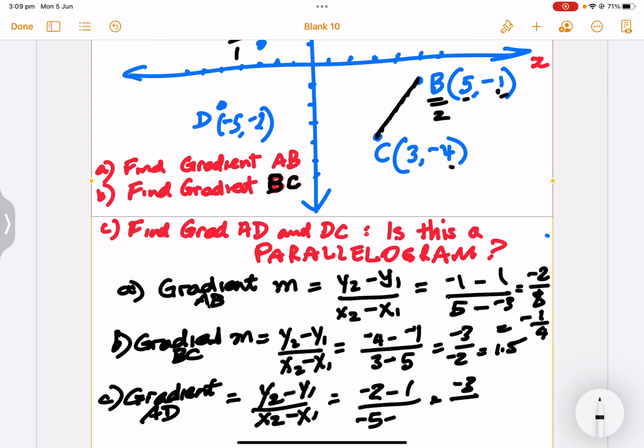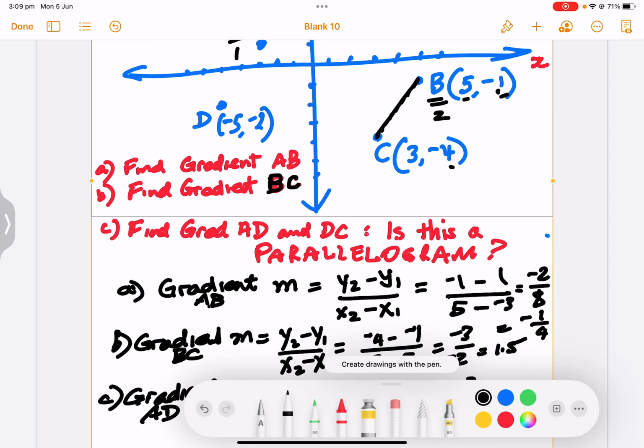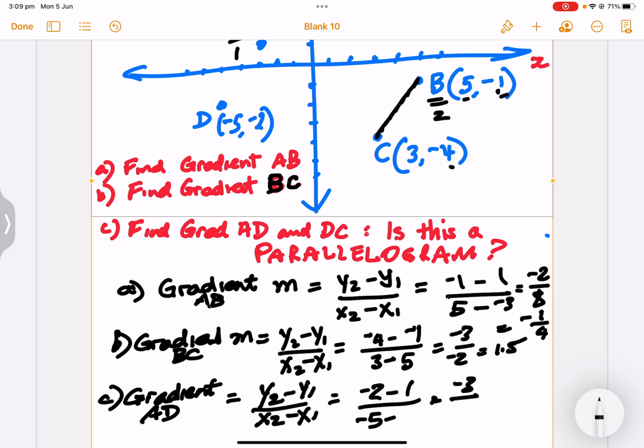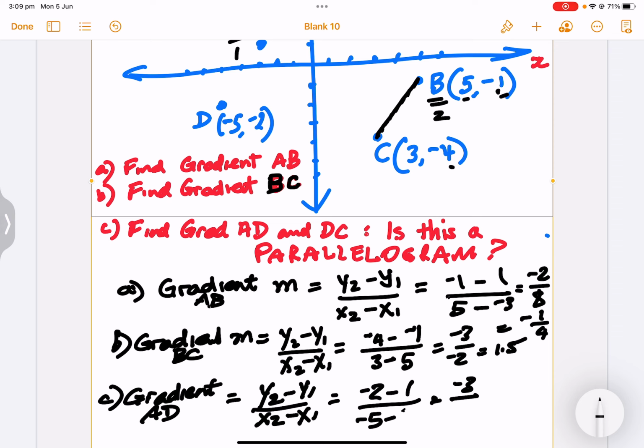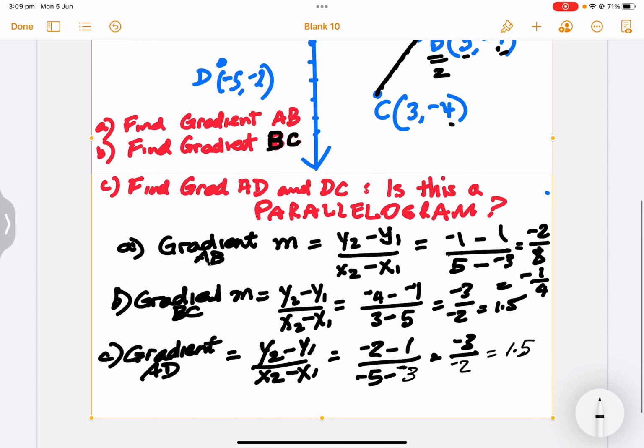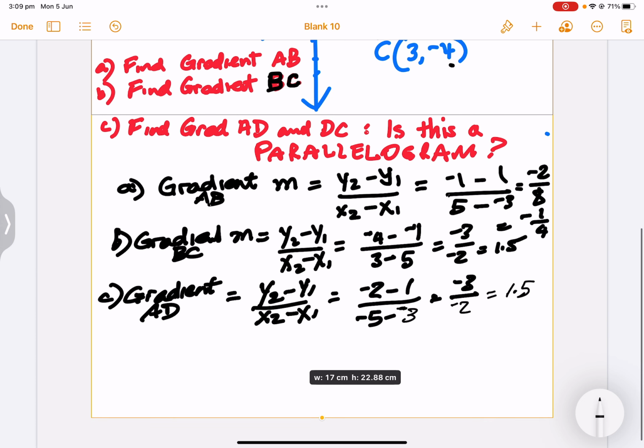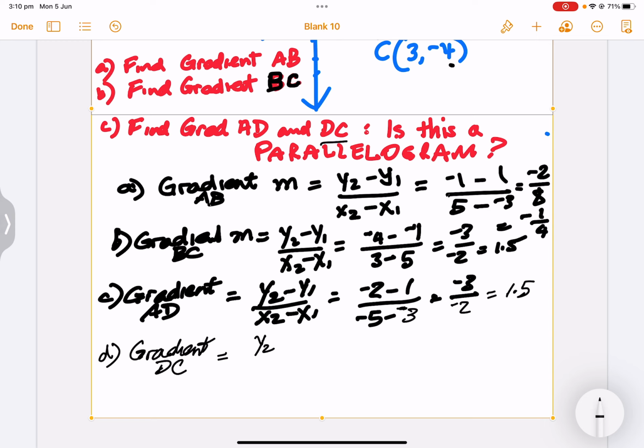x of A. Yeah, that's working. Let's make it not so thick. Okay, so -3. So -5 plus 3 is -2. That becomes positive 1.5. Good. And finally, I think I can fix this. Yep. D, not so wide. The gradient of DC: y2 minus y1, x2 minus x1.